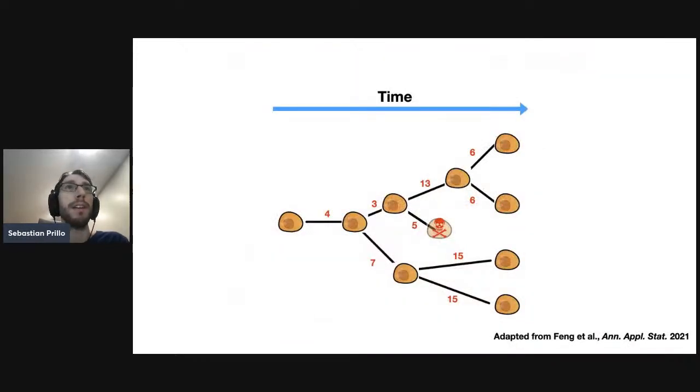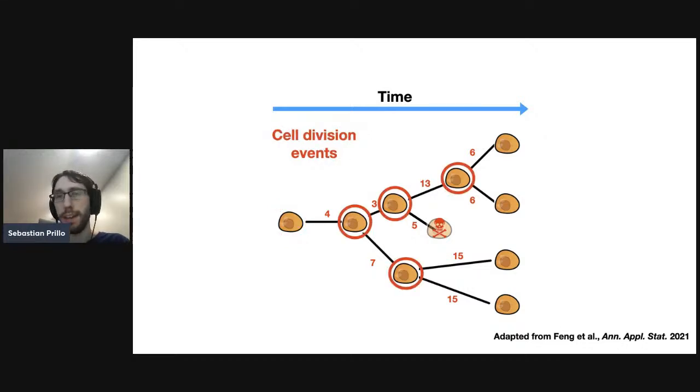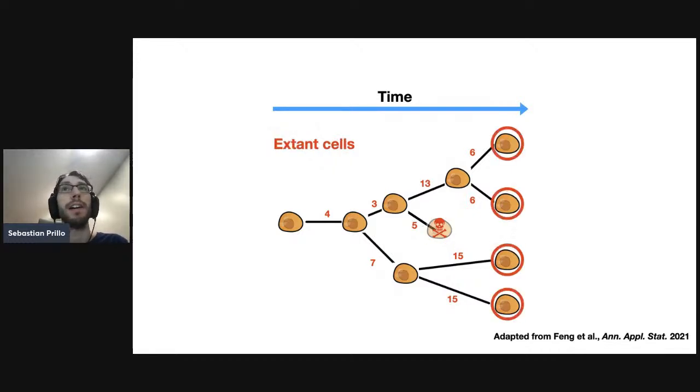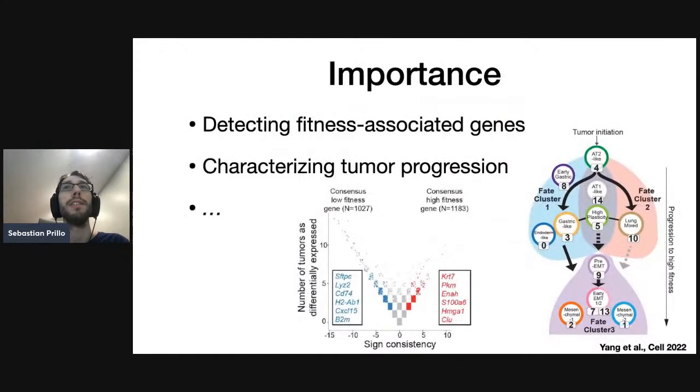All these processes, we can model them with a single-cell chronogram, which is just a rooted tree, where the root represents the founding cell event, the internal nodes represent cell division events, and leaves that are not at the current time represent cell death events, and leaves that are at the current time represent extant cells at this time.